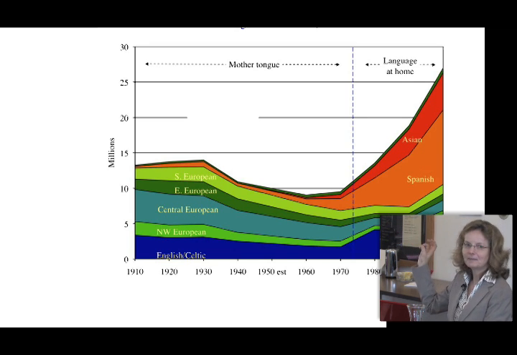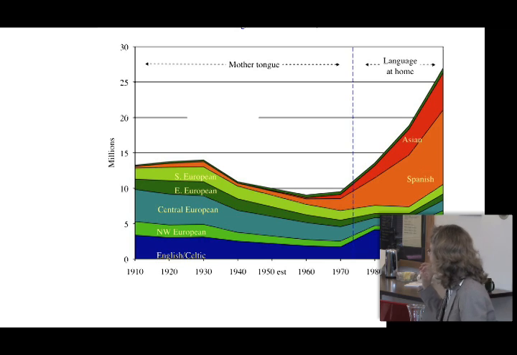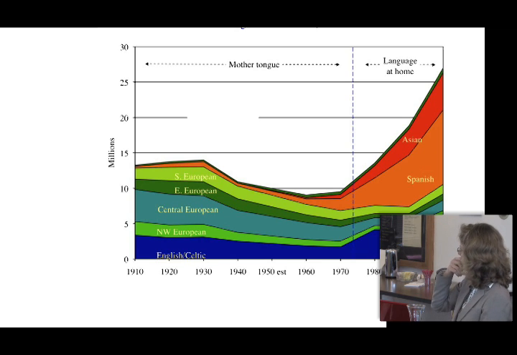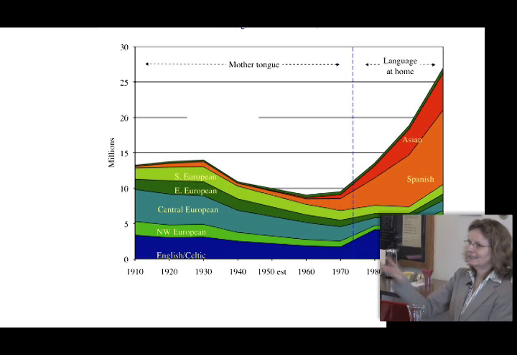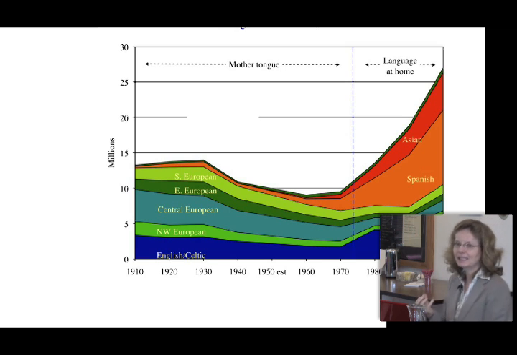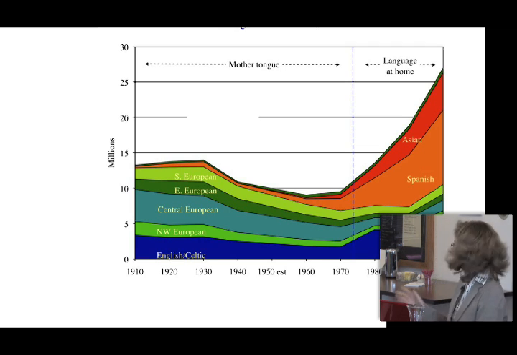The small inset is from the graphs that I showed you before, and it shows the volume of immigration into the United States from 1910 on. That's a flow chart, showing new immigrants coming into the country. The larger graph shows the stock of immigrants, the immigrants living in the country, from 1910 up through 2000.